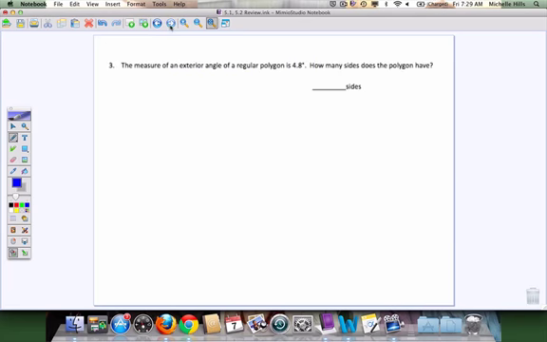Now the last problem on this one, all of the exterior angle measures. The sum of the exterior angle measures of any regular polygon, or of any polygon, is 360 degrees. Regular ones, all of those exterior angles will be congruent to each other. Well, if each angle is 4.8 degrees, I can take the 360 divided by 4.8 to find that this thing has to have 75 sides.